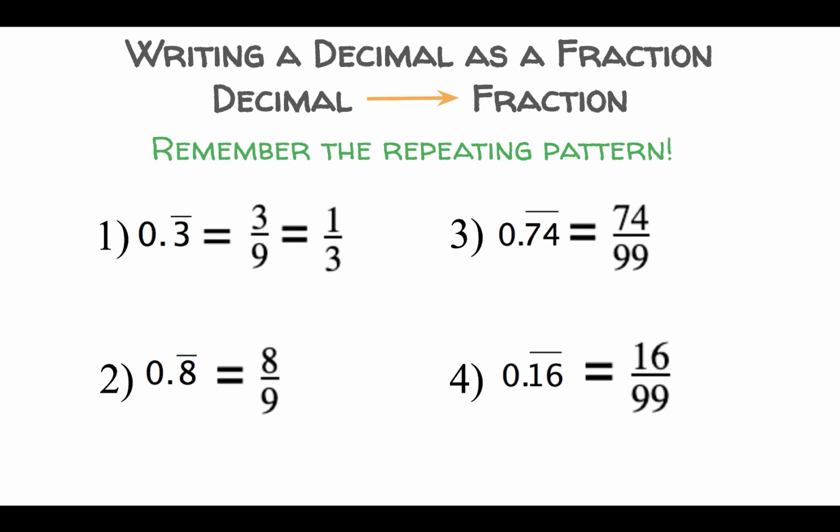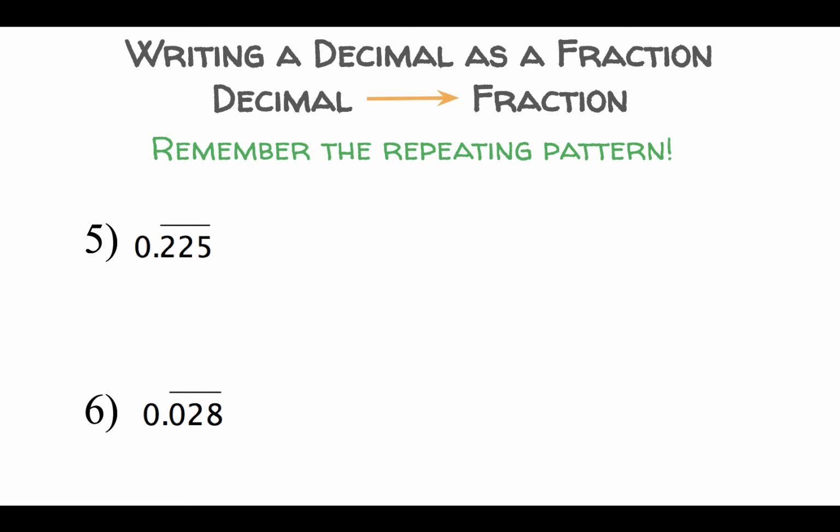We have 2 more examples to do with converting a decimal to a fraction where we're dealing with a repeating decimal. Example 5, 225 thousandths repeating. I can see now that I have 3 digits that repeat. That means my denominator is going to have 3 9s in it, and my numerator is just going to represent the repeating digits, 225/999.